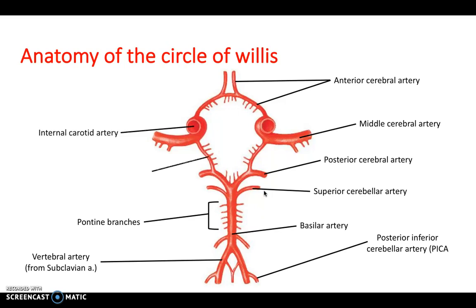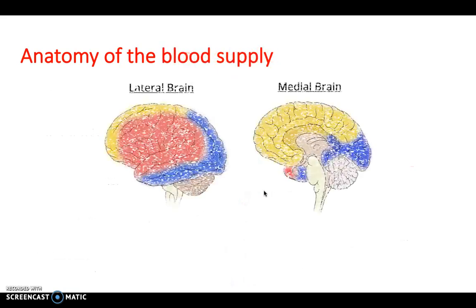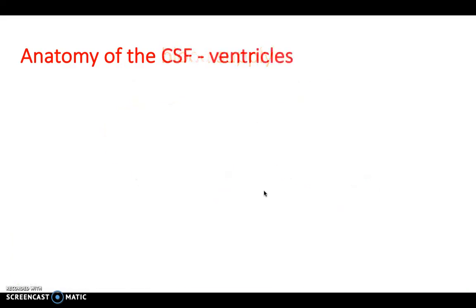Then we've got the internal carotid, and we've got posterior communicating arteries and anterior communicating arteries. But as I've said, the main 3 to know about are these anterior, middle, and posterior cerebral arteries, where they arise from and where they're going to. This diagram nicely summarises where each of these arteries go to, and therefore what they supply, and therefore what there'd be a problem with if one of these arteries became occluded, for example, in a stroke.